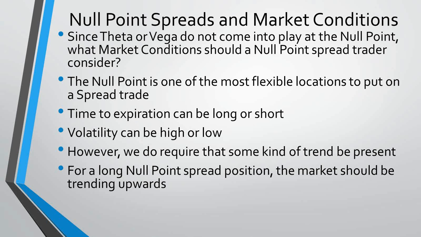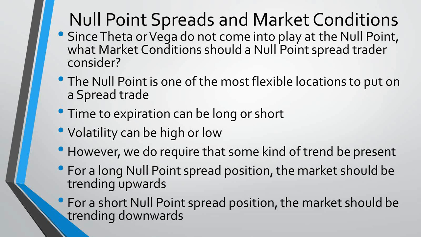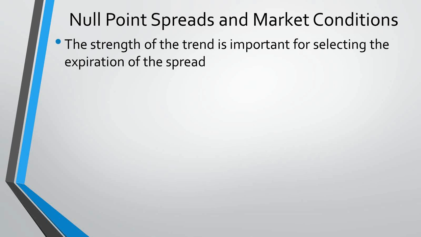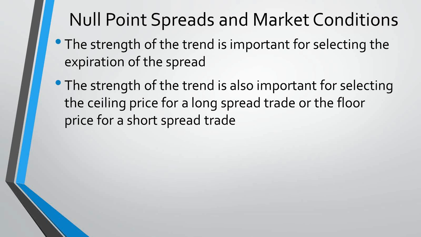So for a long null point spread position, if I'm looking to put it on at the null point, I want the market to be trending upwards. For a short null point spread position, I want the market to be trending downwards. I don't want it to just remain there, and of course I don't want it to move against me because that's not beneficial to my position. The strength of the trend is important for selecting the expiration of the spread. The strength of the trend is also important for selecting the ceiling price for a long spread trade or the floor price for a short spread trade.